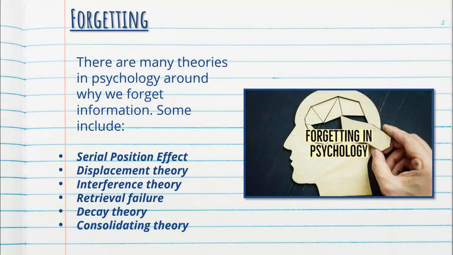So, there are many theories in psychology around why we forget information. Now, there are lots of variables that affect why we forget things, but there are also several theories which we've got listed here. So, we have the serial position effect, which is linked to the displacement theory. We have the interference theory, retrieval failure, decay theory, and consolidation theory. So I'm going to be discussing all of these and using relevant examples as we go.